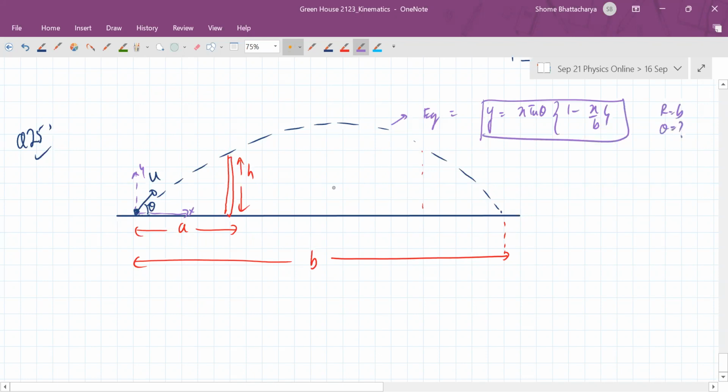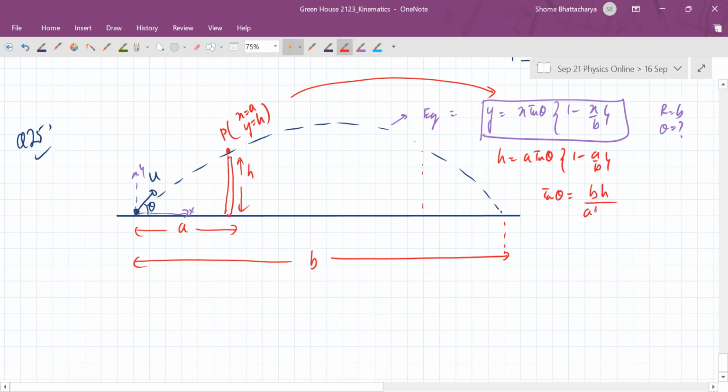Theta is unknown. Now this point here, what coordinates does it have? It has x equal to a, y equal to h. So from that we can get that h is equal to a tan theta into 1 minus a by b. So from here we can get tan theta is equal to how much? bh upon a into b minus h.